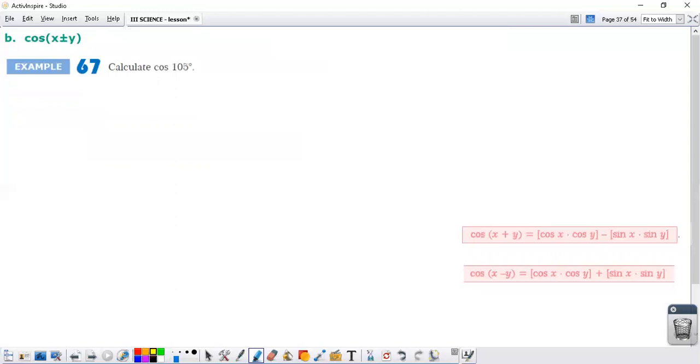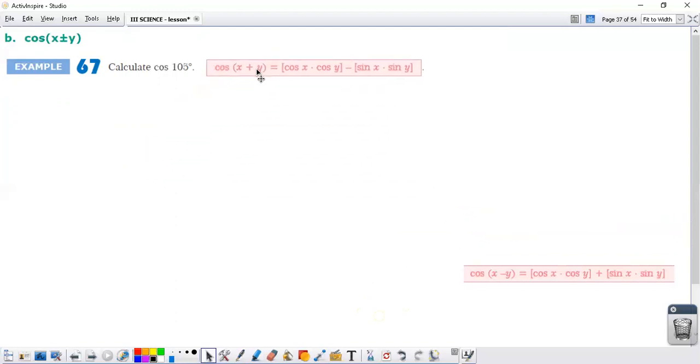After that, we're going to see the sum and difference formulas of cosine. The first is cosine of (x plus y). And we can split 105 degrees into 60 degrees and 45 degrees.